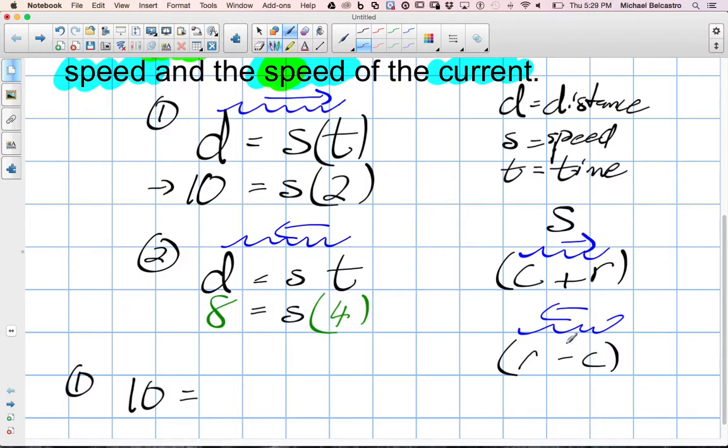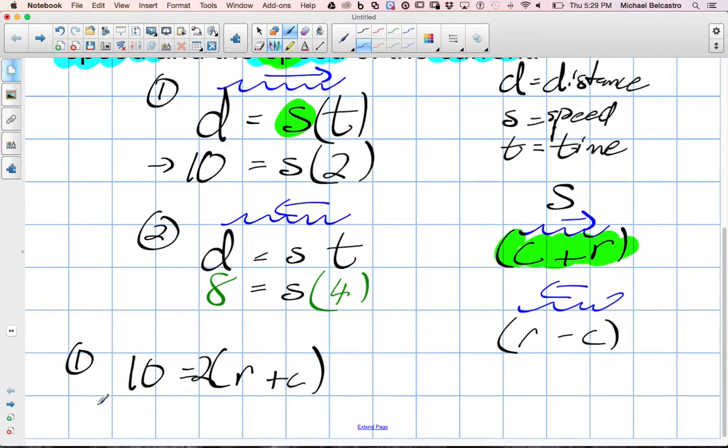Rowing speed plus the current, because the current is helping us when we're going downriver. So we replace the first S, we'll do it in green, with this one here. That becomes rowing speed, and I'll put rowing speed first so it makes a little more sense. Our rowing speed plus the current, and it takes us 2 hours. I can put the 2 in front or behind, it doesn't make a difference. And for our other one, we are going 8 kilometers, we'll put the 4 in front also.